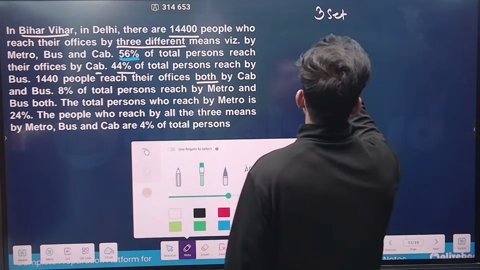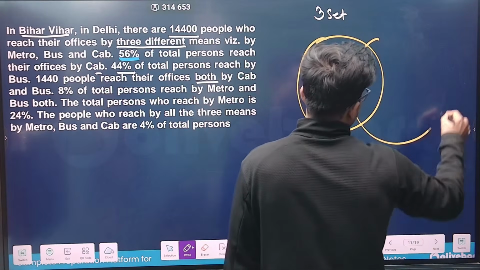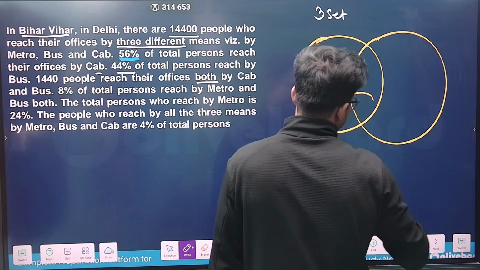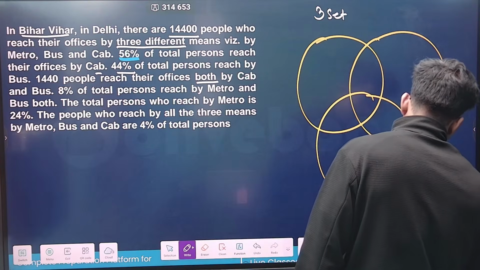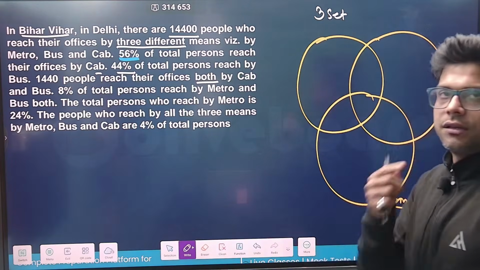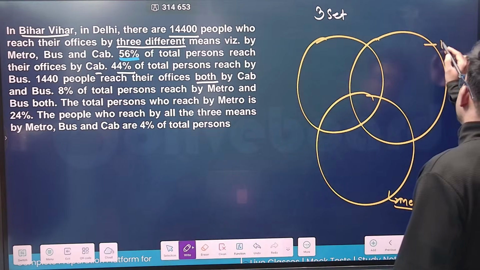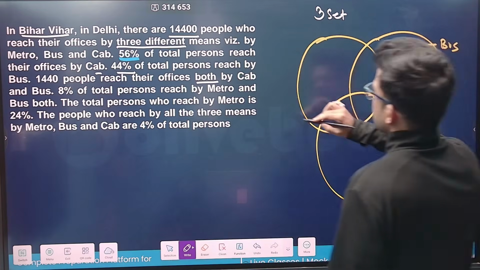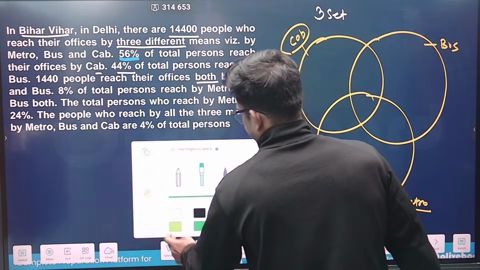So let me make you a 3-set diagram: 1, 2, and 3. This is my metro. The middle part, I'll name as metro. Then this I'll name as bus, and this I'll name as cab. I hope this is clear.